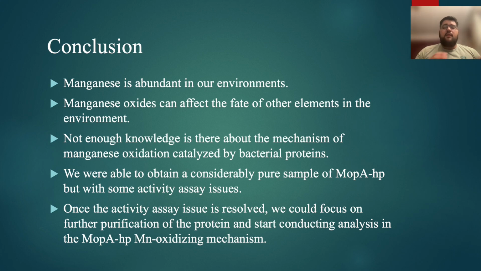In conclusion, manganese is an abundant transition metal found in our environment, and manganese oxides, which have a high redox potential, can affect the fate of other elements in the environment required for other biochemical processes. And it can also affect the metal toxic availability in the environment, and this makes manganese oxidation a good bioremediation technique to employ in water and/or soil contaminated areas.